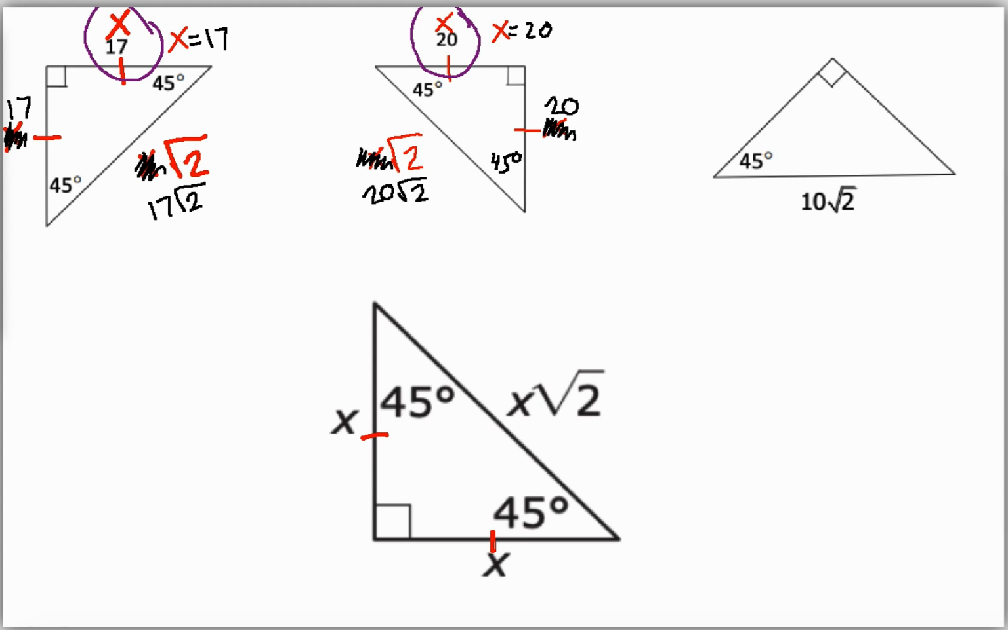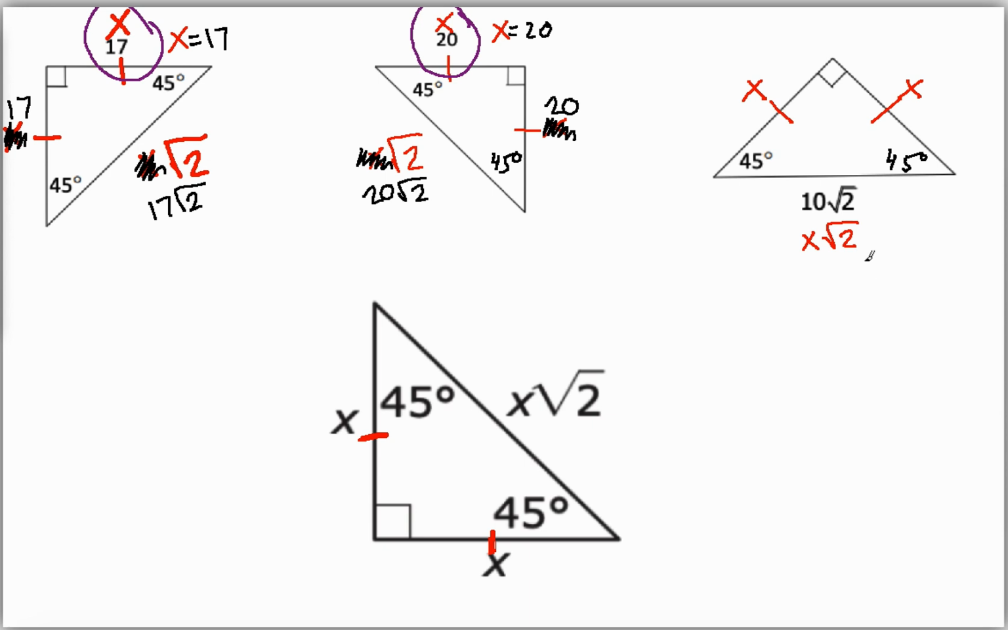Now for this one, I'm going to put 45 degrees here because that's the third angle that I'm missing. And similar to marking my side lengths right here with red, I'm going to find the right angle and mark these as the same size. They are congruent. So that means that this is x, and this is x times the square root of 2.